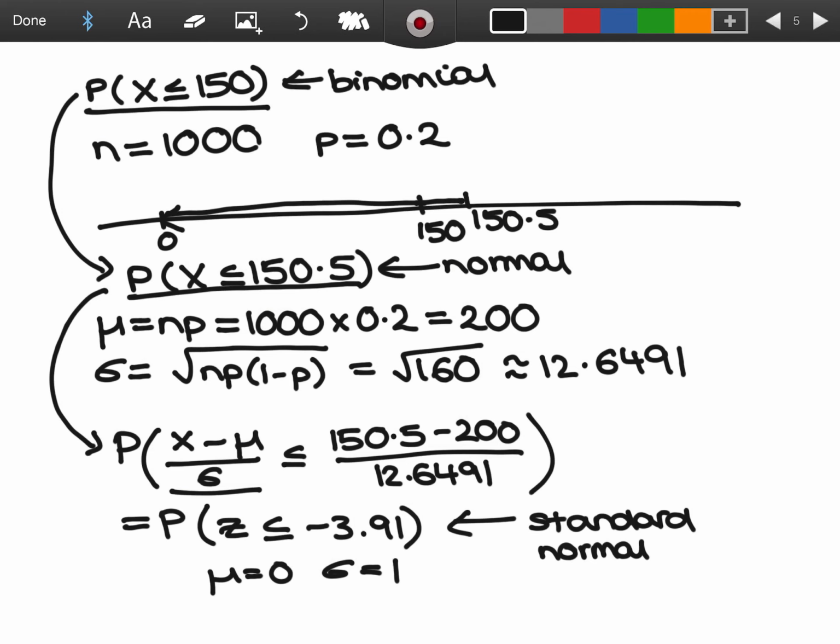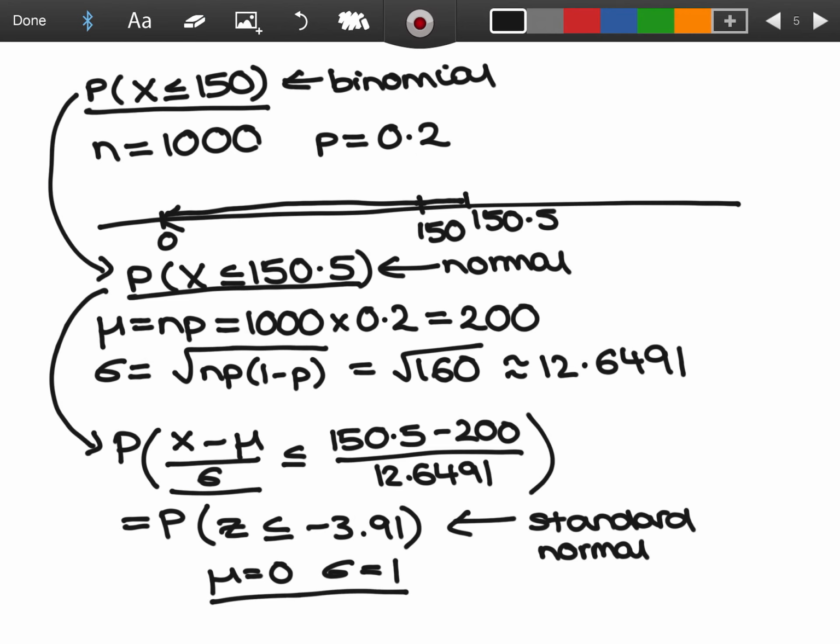You then approximated that binomial distribution with a normal distribution that had the same mean and standard deviation as before, but you incorporated that continuity correction into it to get it to a continuous distribution. Then you have stayed within a continuous distribution, within that normal distribution, but you've performed a z transformation on it that has taken it from a normal distribution with a mean of 200 and a standard deviation of 12.6491 to the standard normal distribution that has a mean of 0 and a standard deviation of 1.